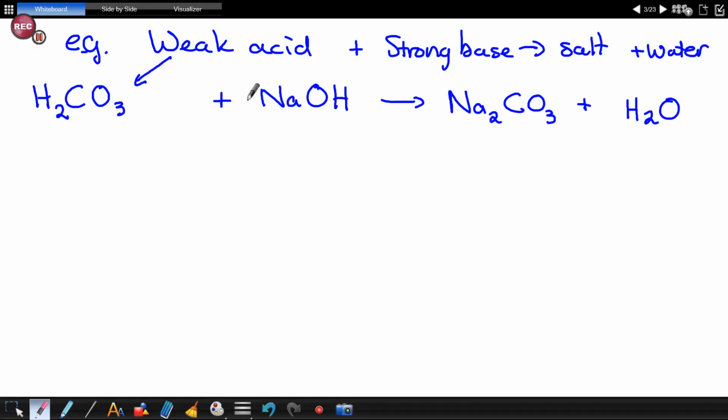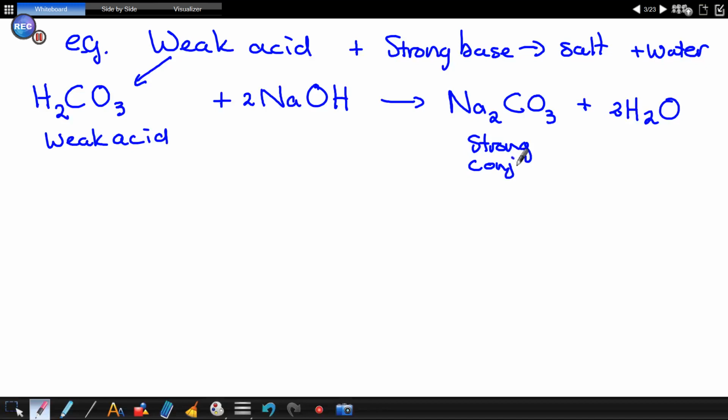Now, sorry, I didn't balance this. Let's balance it for those people who need it balanced. So they expected originally that during neutralization the pH of the salt solution will be 7, but it's not 7 because this is a weak acid.